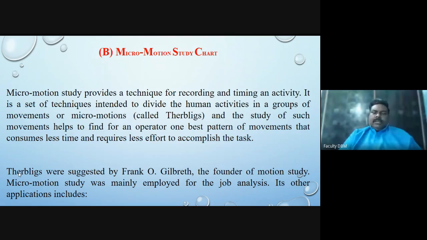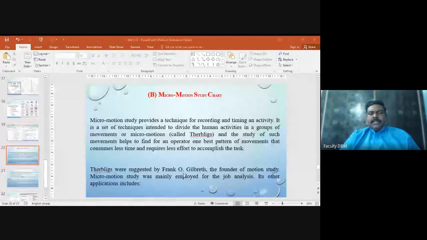Gilbreth did a study and came out with the idea that motion study can be done using this method. So Gilbreth is the founder. He came up with the idea of therbligs, and therbligs were suggested by Gilbreth. Therblig is nothing but if you read it from the back, Gilbreth. Frank Gilbreth, founder of motion study.